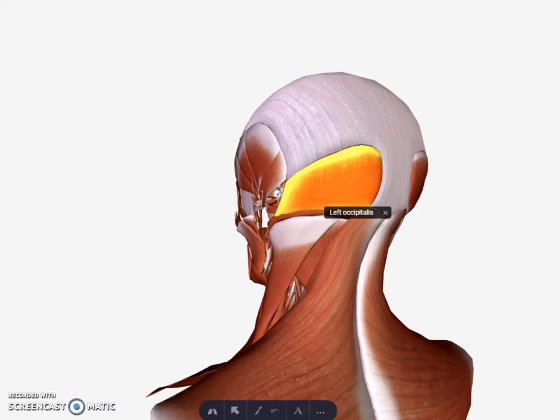This is the occipital belly of the occipitofrontalis. It pulls the scalp backwards. The origin is the occipital and temporal bones. The insertion is the epicranial aponeurosis.